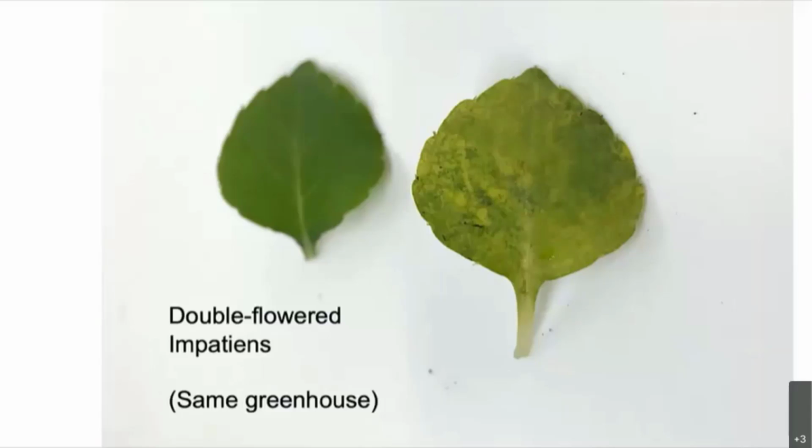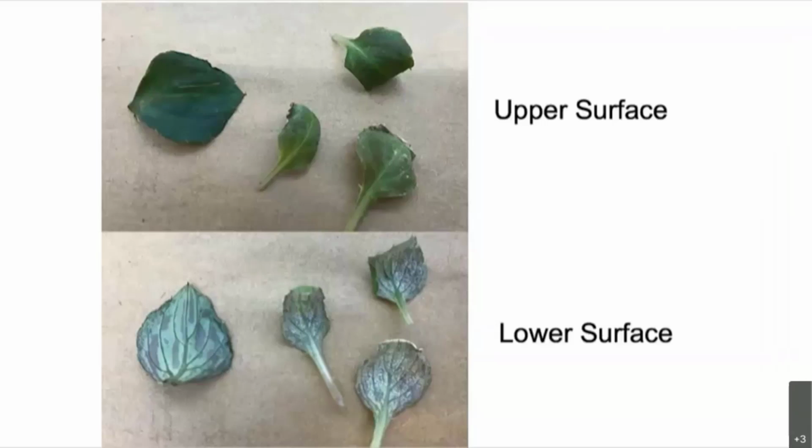Here's a double-flowered Impatiens that was grown in the same greenhouse with some of the highly resistant ones last year. And hopefully you can make out the plant on the right has that systemic infection within the leaf of downy mildew, which is why it's so yellow. And in this instance, we think the downy mildew moved from the double-flowered Impatiens, that's a vegetatively produced plant, over into the resistant Beacons or XDRs.